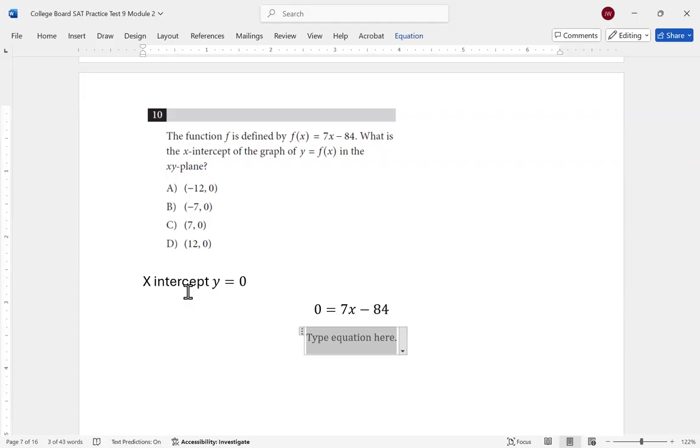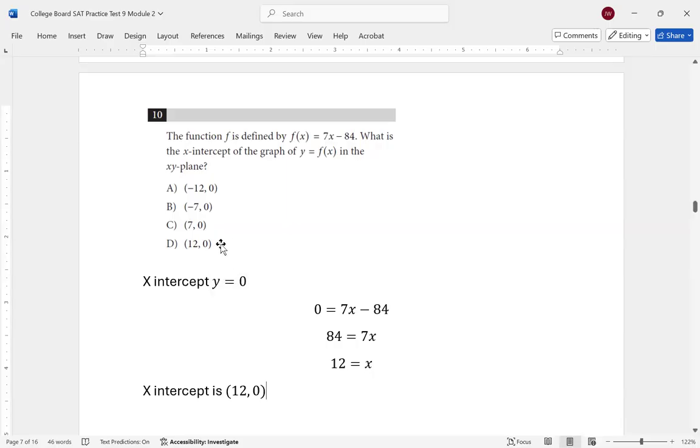Adding 84 to both sides gives me 84 equal to 7x. Then dividing both sides by 7 gives me 12. X equals 12. So therefore, the x-intercept is the point where the x value is 12 and the y value is 0. So that's my x-intercept, and that's clearly option D. So D is the answer to question 10.